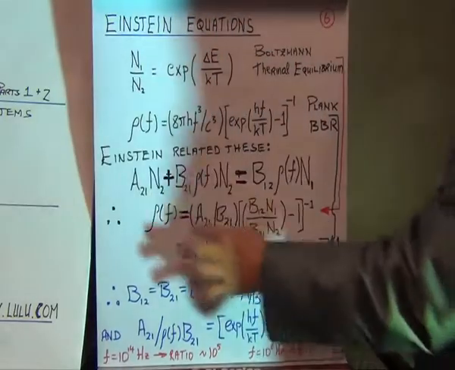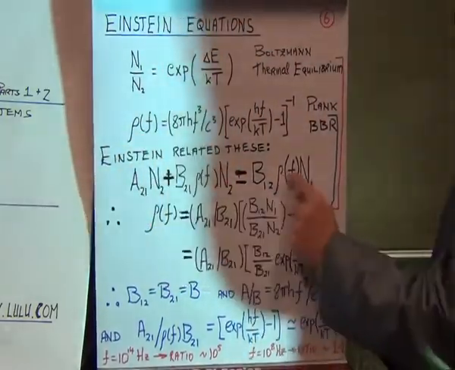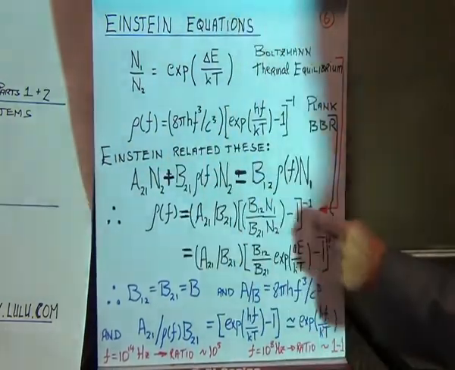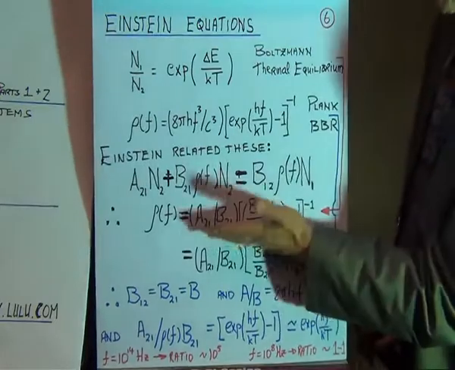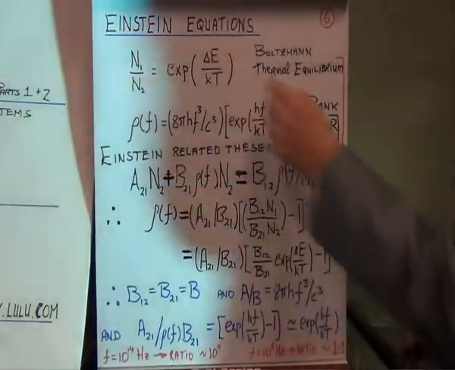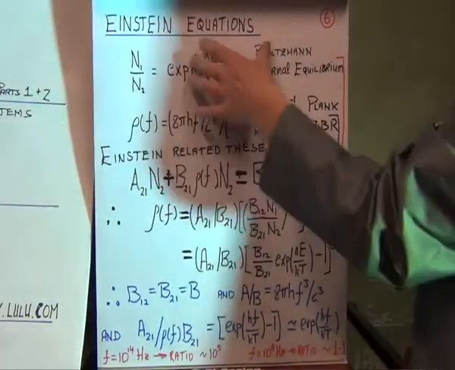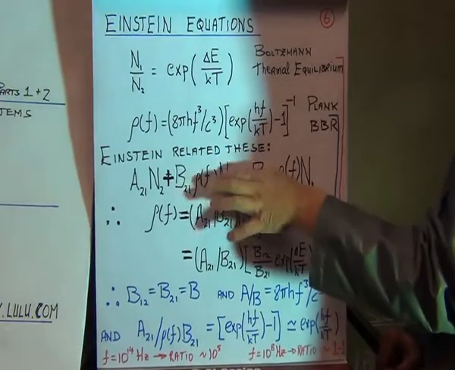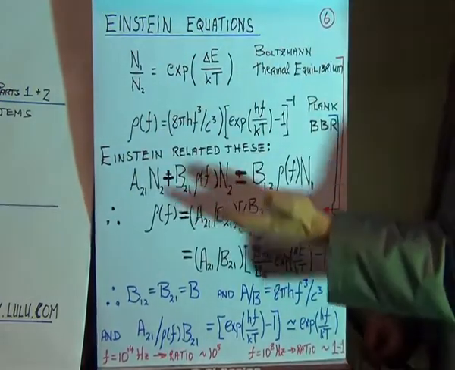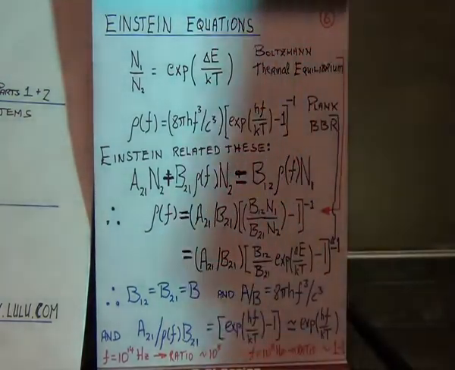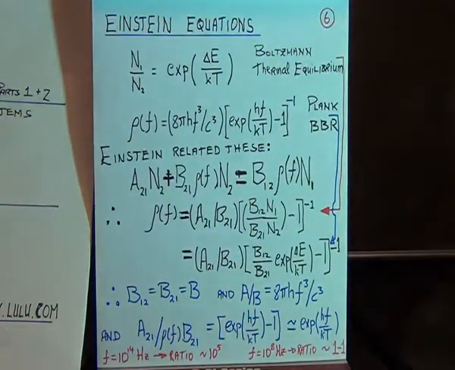So you can quickly rearrange that, and you will see, just bring a couple of things across, and you'll get rho of F equals this expression. And that has to agree with Planck. All right? While you're doing it, there's an N1 over N2 in there, so substitute in Boltzmann. So sub in Boltzmann into Einstein, rearrange it, you get an equation that must be the same as Planck. So stand back and look at it, say, how do I make them agree?